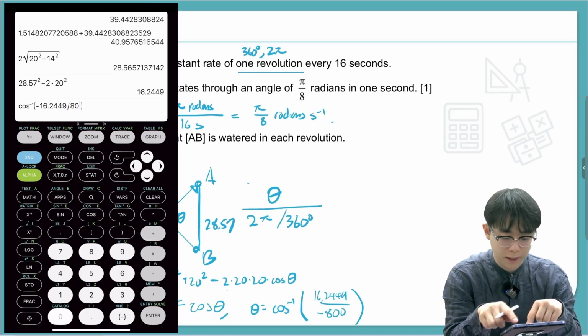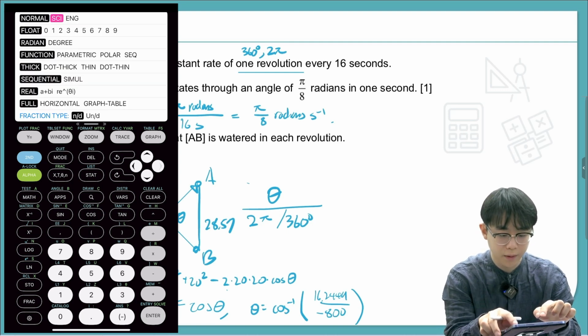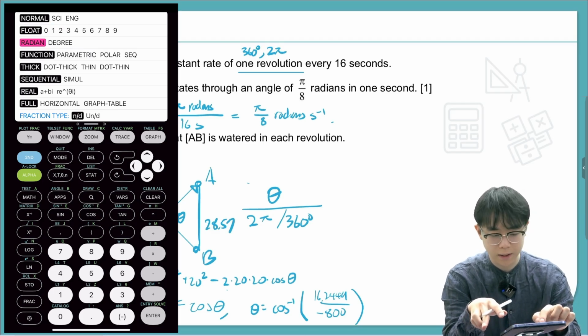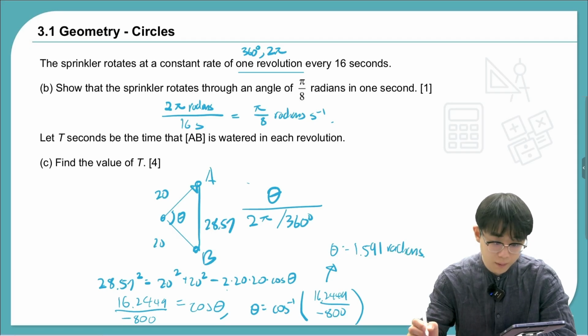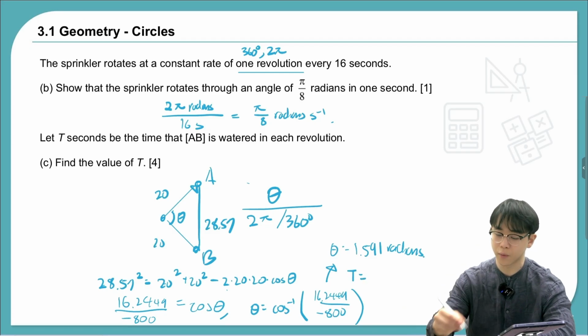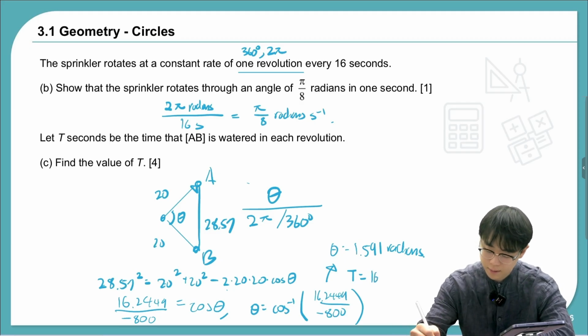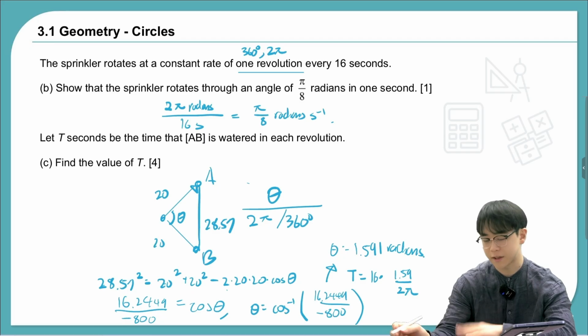And we divide that by 800. So that gives us 1.59, or actually we could say it's in radians. So theta is 1.591 radians. And what that would give us is, so t would be, it's rotating once every 16 seconds. But since theta is only 1.59 out of 2 pi, t would also be a fraction of 16 seconds.